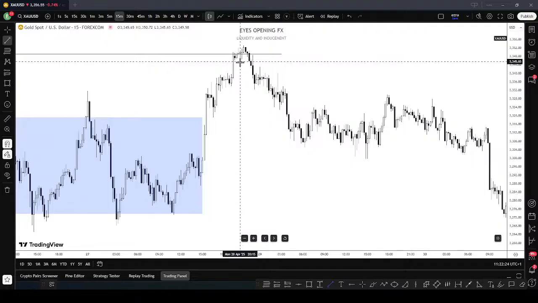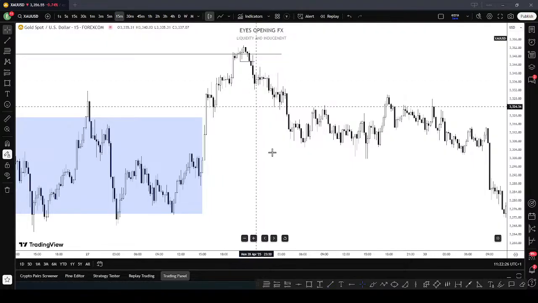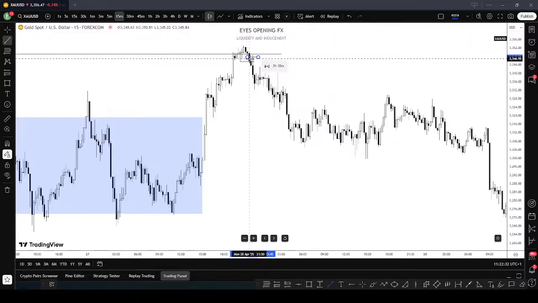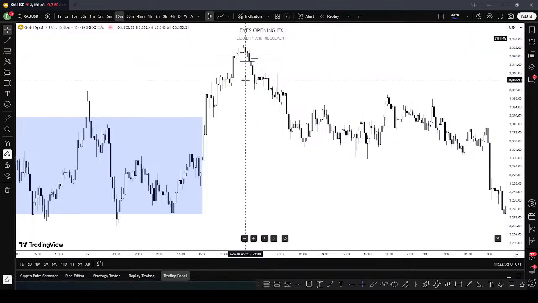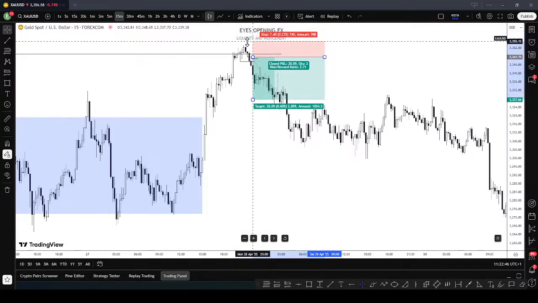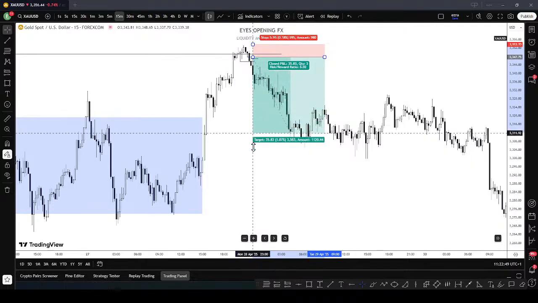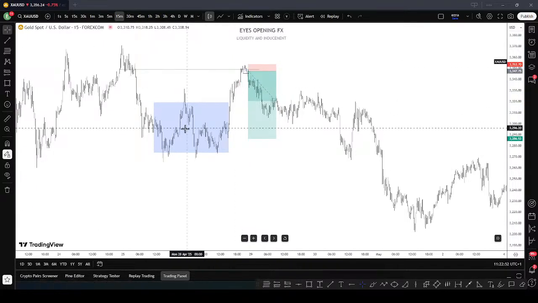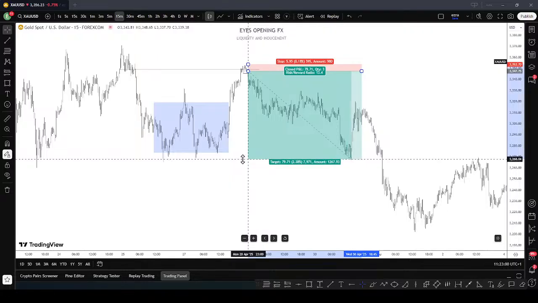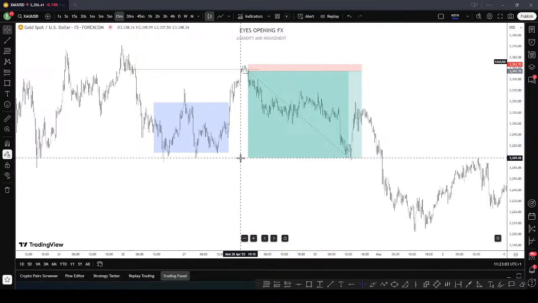After breaking this low, you have a short-term imbalance right here, which you can use to sell. We are selling this because we have consolidation right here, then manipulation to the upside, then sell. You can have this as a sell program.